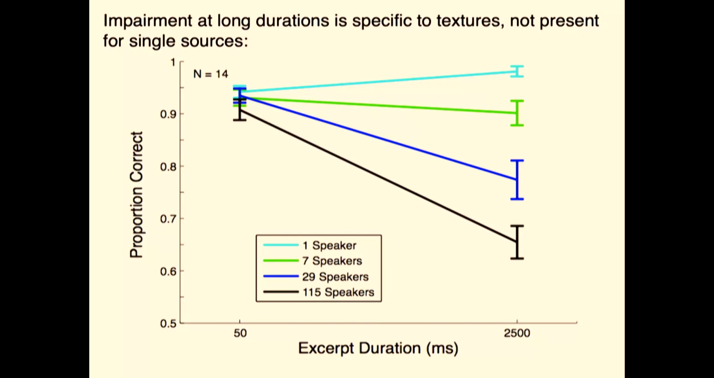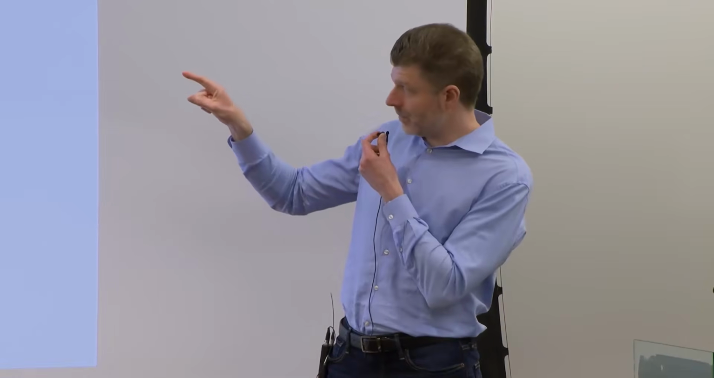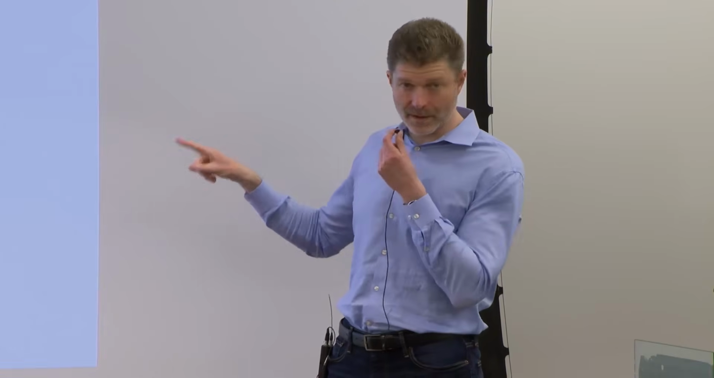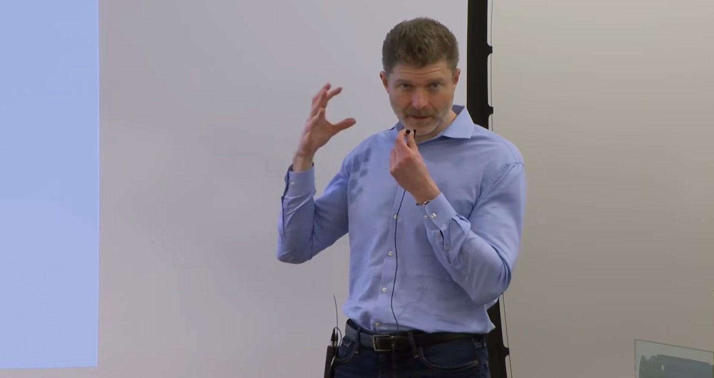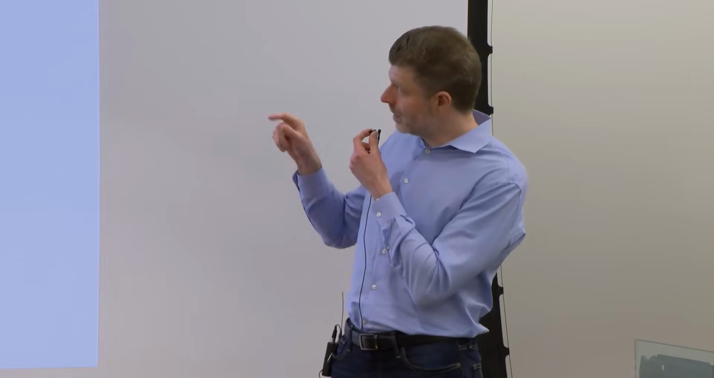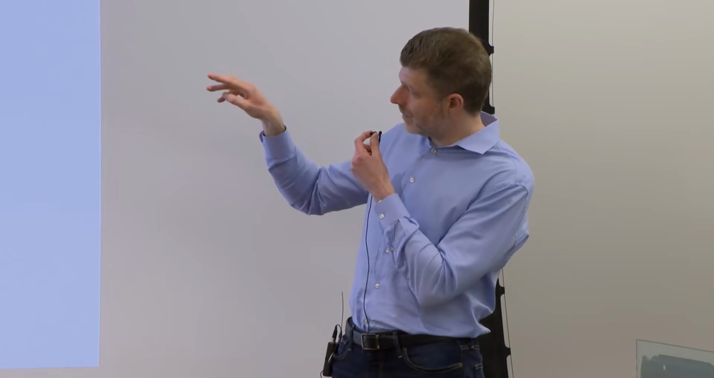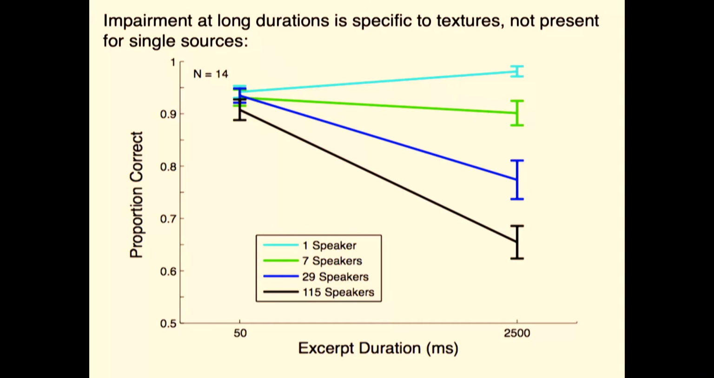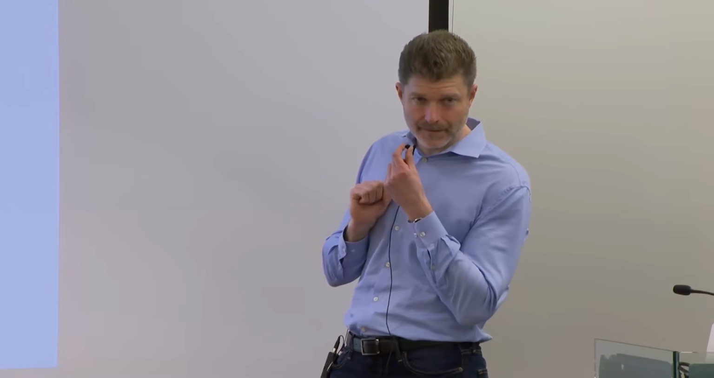And so the black curve is just a replication of the thing that we saw previously for textures, right? Which is that you have a hard time discriminating excerpts when they're long, consistent with the idea that you become reliant on statistics, okay? But what's pretty interesting is that when the density of this mixture is varied, the behavior really changes. And so in the extreme case where you have one speaker, you actually get better at the task as the duration increases, okay?